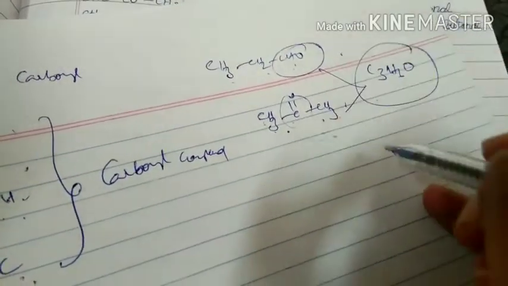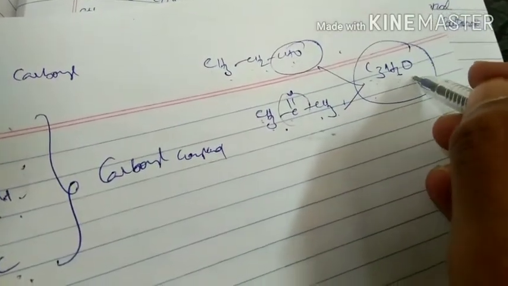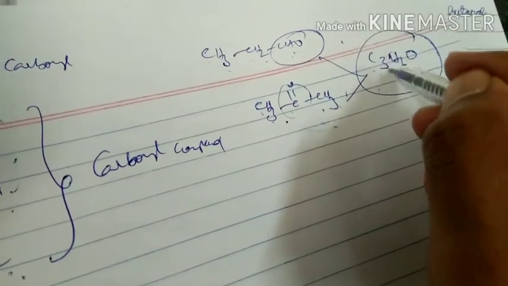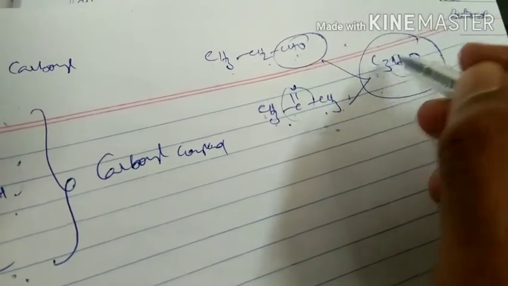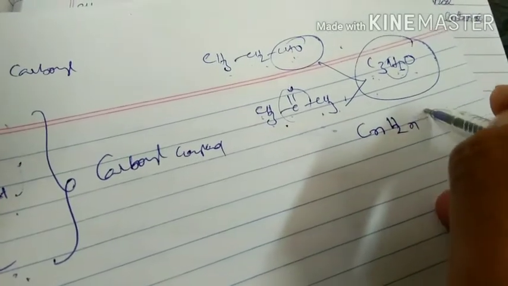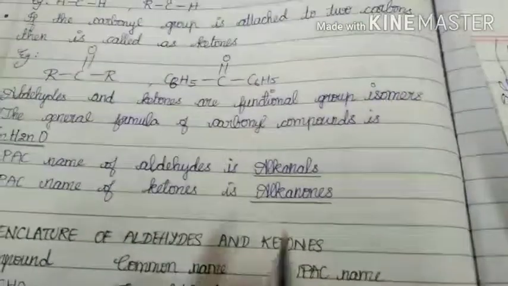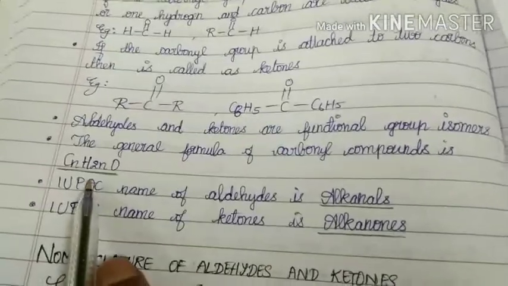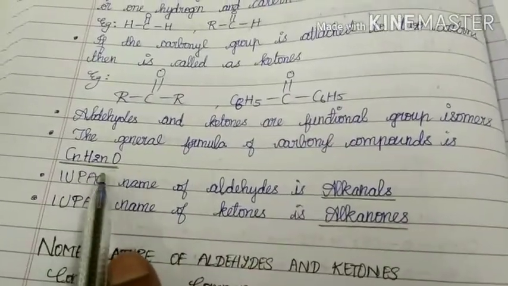Then what about the general formula? C3H6O. That means double the number of hydrogens compared to carbons. So the general formula is CnH2nO. That is the general formula of carbonyl compounds, CnH2nO.